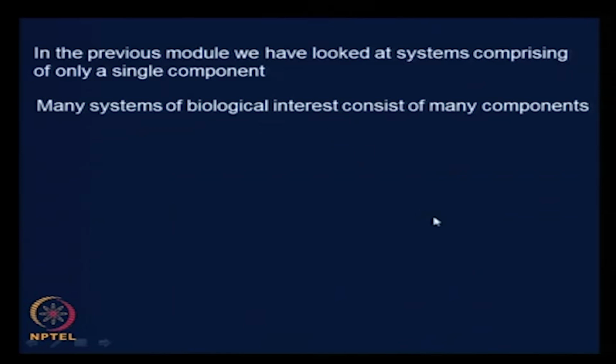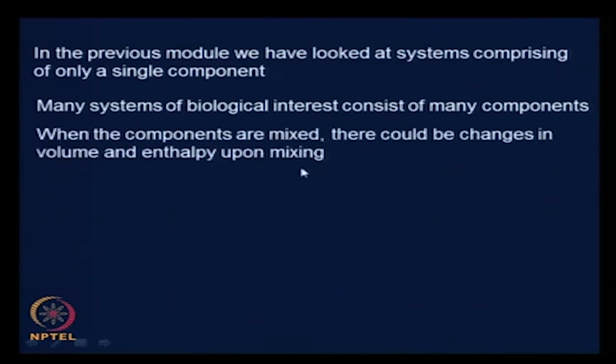Many systems of biological interest consist of many components, and when the components are mixed there could be changes in, for example, volume or enthalpy. Let us say that there are two components, each one has its own volume. When we mix them together in a certain proportion, the final volume may not be the weighted average, in terms of the mole fractions, of the initial volumes. That is the nature of the substance itself, and therefore we need to treat solutions differently.